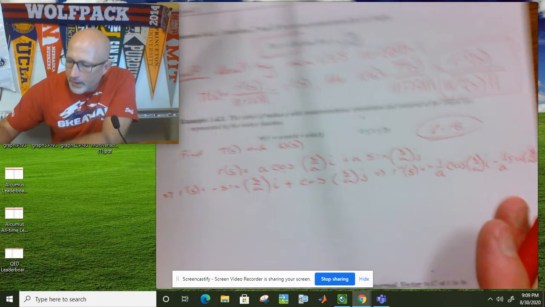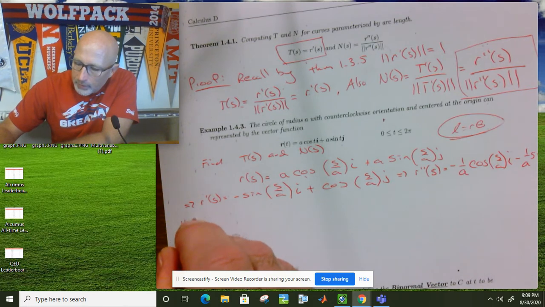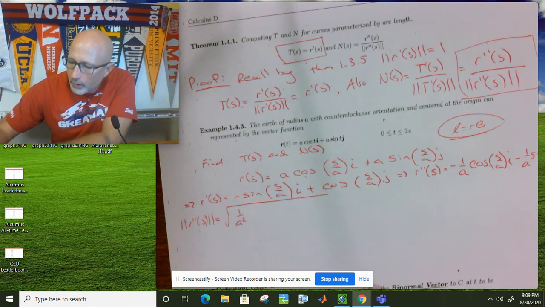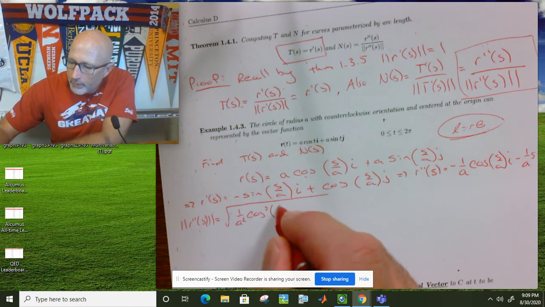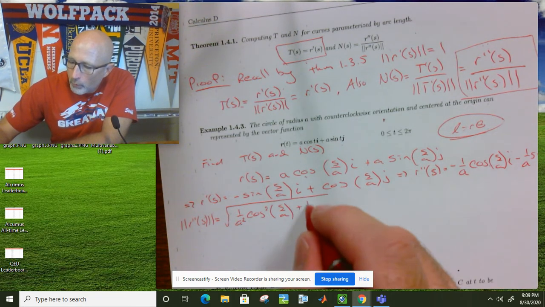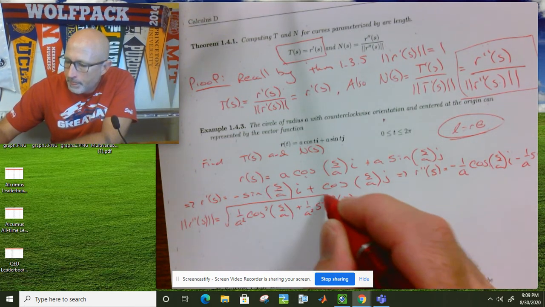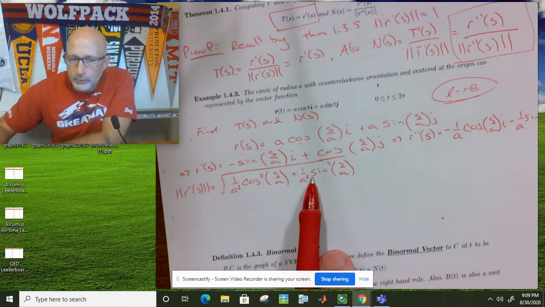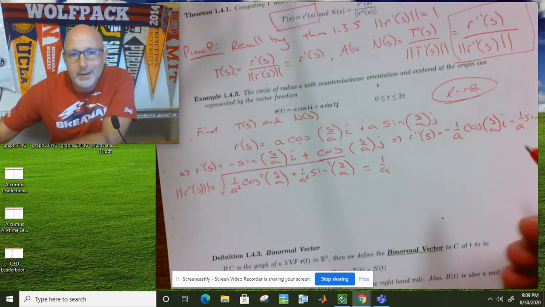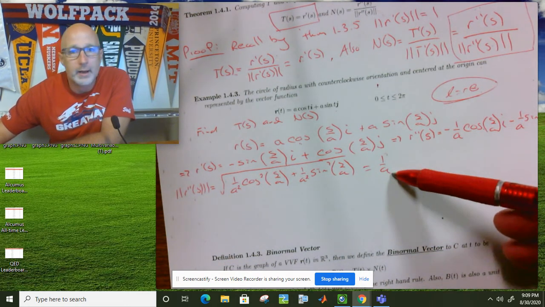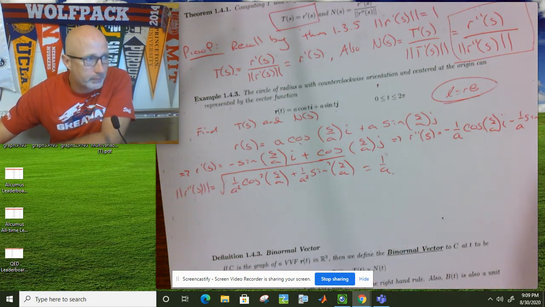Now I need to find the magnitude of r double prime of s. That's going to be the square root of this thing squared plus that thing squared. So I have 1 all over a squared times cosine squared of s all over a plus 1 all over a squared times sine squared of s all over a. Factor out 1 over a squared, and you're left with cosine squared plus sine squared, which is just 1, so it's simply 1 over a. That's the magnitude of the second derivative.